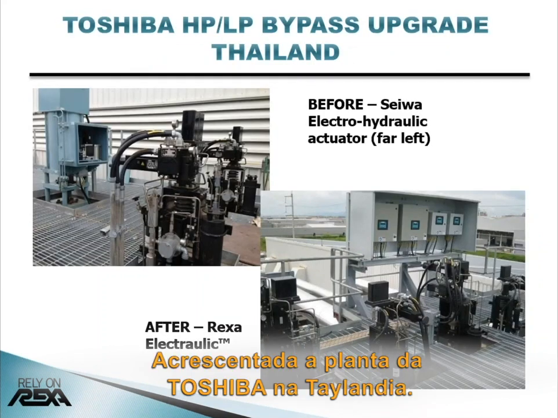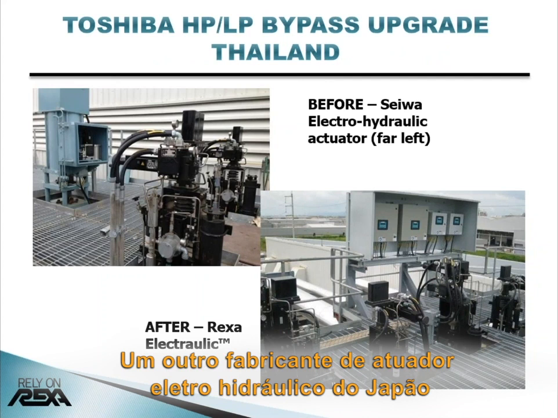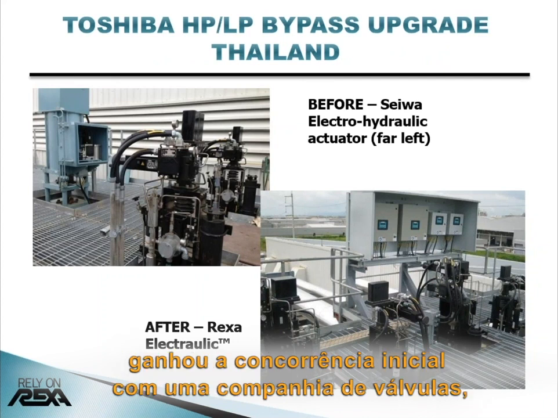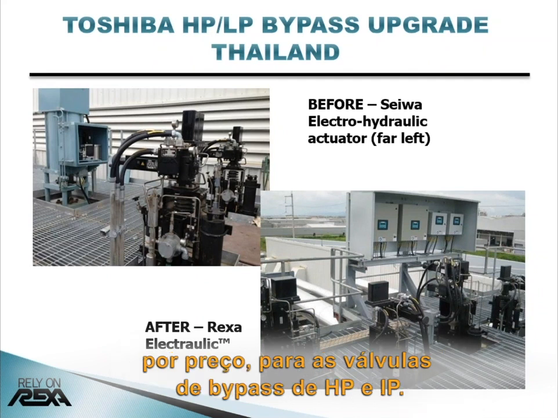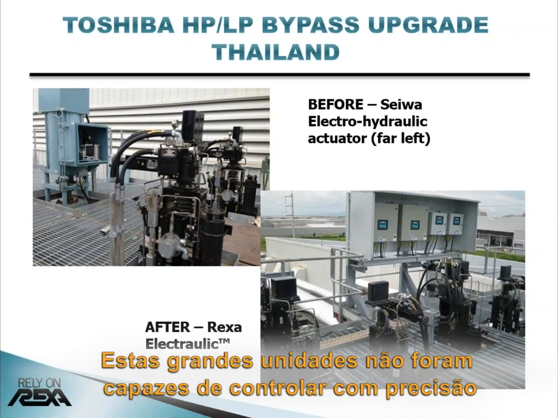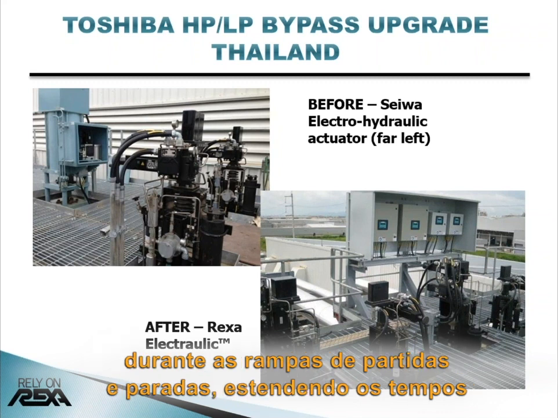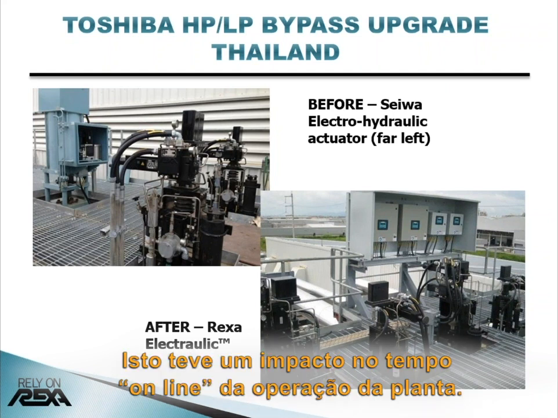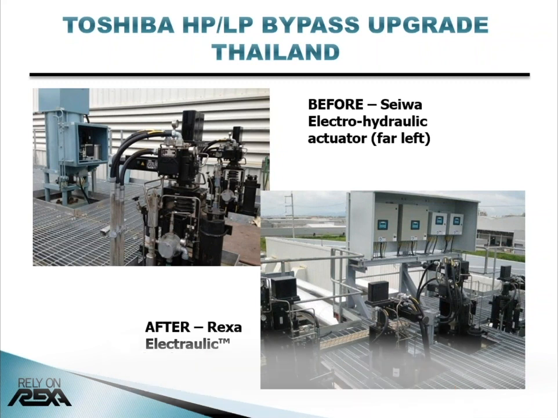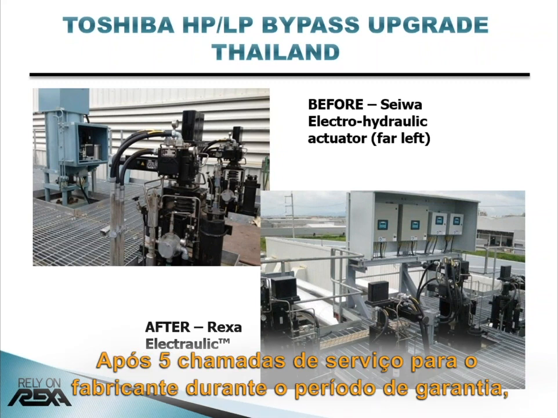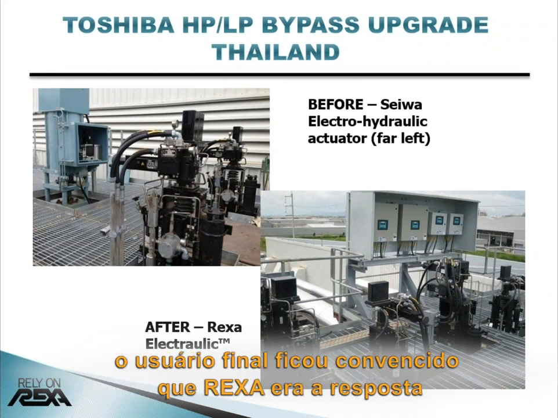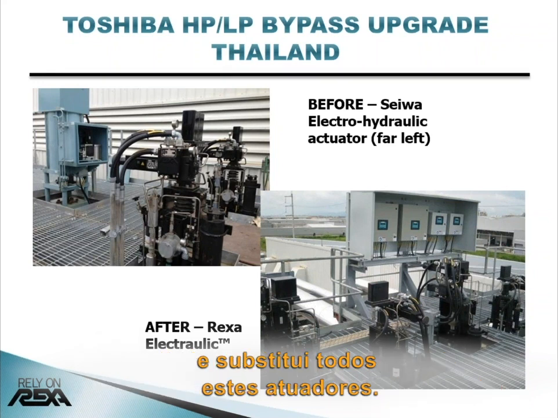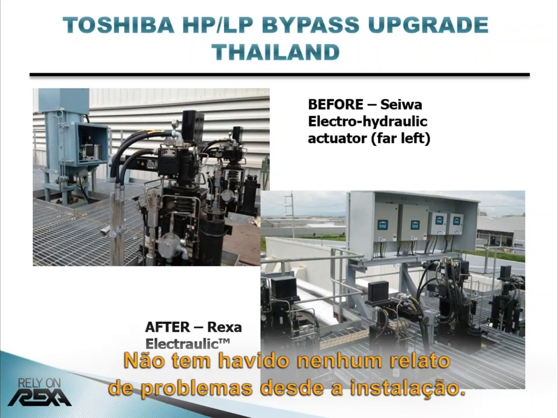At a TOSHIBA plant in Thailand, another electro-hydraulic actuator manufacturer in Japan won the initial bid with a valve company due to cost for the HP and LP bypass valve actuators. These very large units were unable to control accurately during ramp up and ramp down and extended these times more than 20 minutes each. This had an impact on plant operations and online time. After 5 service calls by the manufacturer during the warranty period, the end user was convinced that REXA was the answer and replaced all of these actuators. There have been no reported issues since installation.